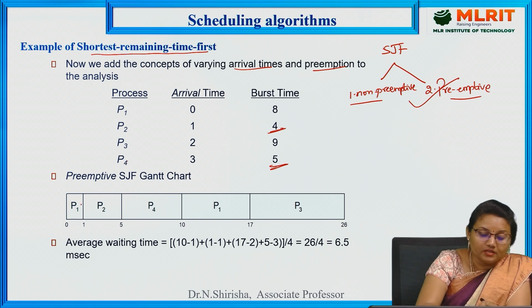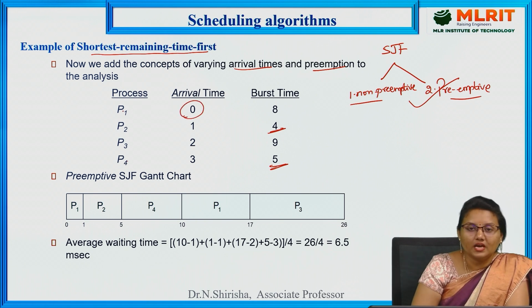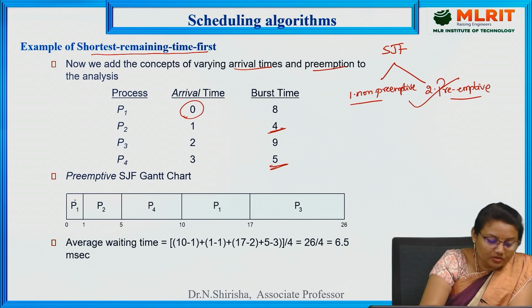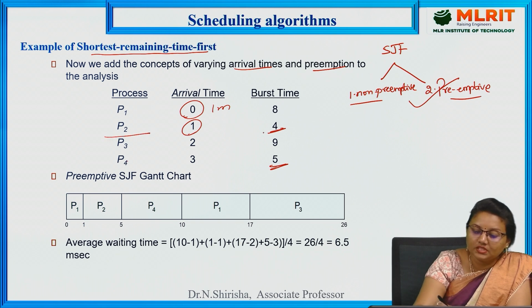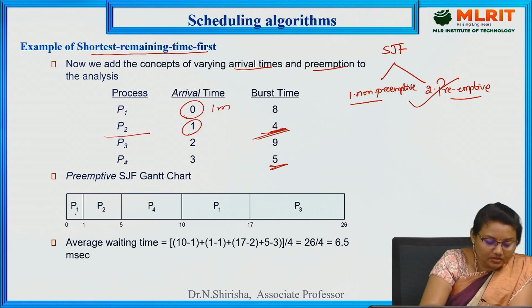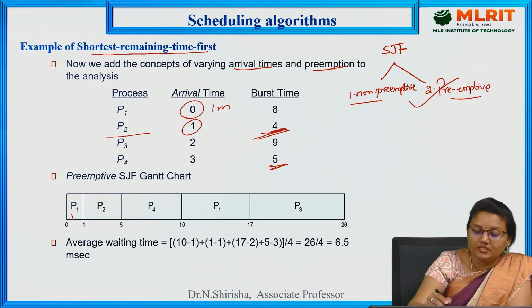No. Why? At time 0, P1 has arrived. So, P1 is executing for 1 millisecond. At 1 millisecond, you get P2 with the least burst time. So, we execute P1 for 1 millisecond, and the remaining burst time of P1 now is 7.